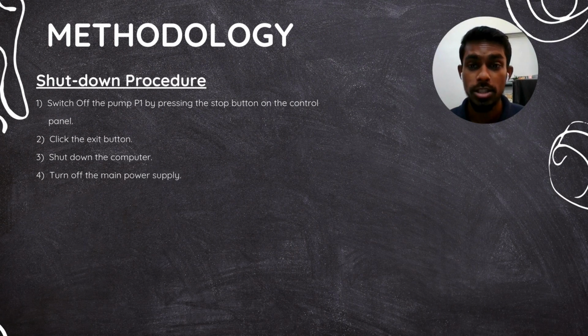For the shutdown procedure, first we have to switch off the pump P1 by pressing the stop button on the control panel. Secondly, click the exit button. Next, we have to shut down the computer and finally turn off the main power supply.